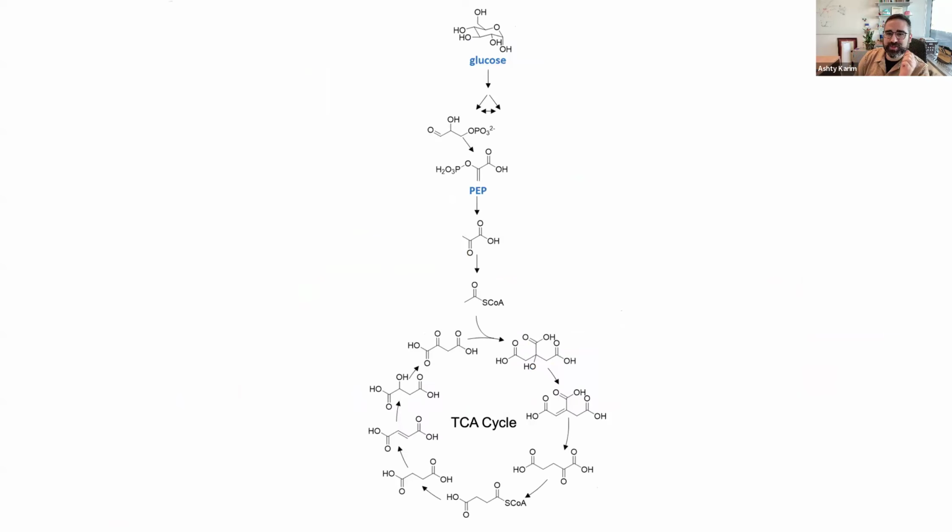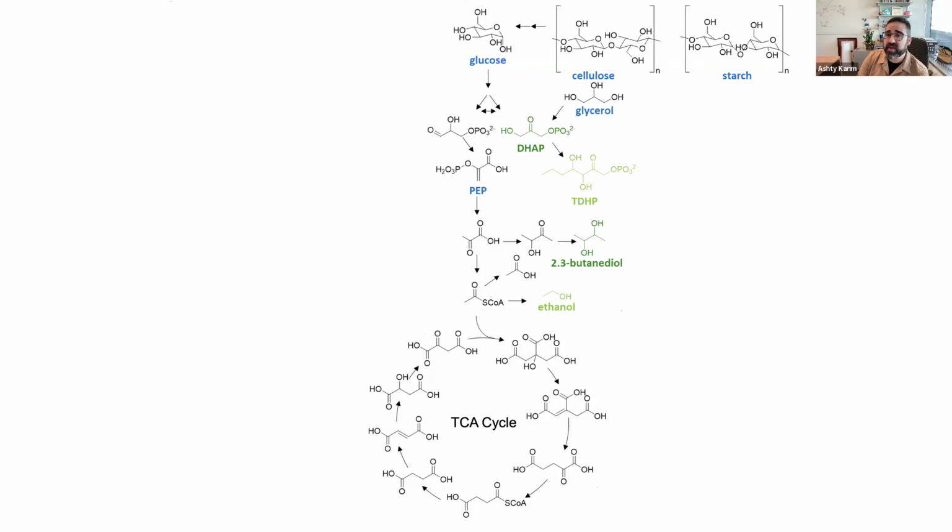So if we look at metabolism, we have glycolysis here going into the TCA cycle. Transcription and translation reactions have been shown to utilize PEP, which I have highlighted in blue here, glucose, and many other starting molecules. And instead of transcription and translation, we can actually use these lysates to make molecules. So here in green, I have different molecules that can be made.